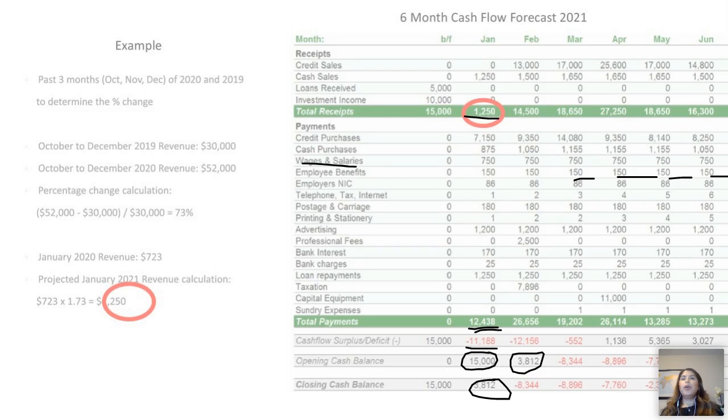And so we want to have that peace of mind during those winter months that we're able to cover our expenses. And let's say that in April, we're seeing that there's a cash shortfall. Since we're predicting this ahead of time, we can come up with ways to avoid that.